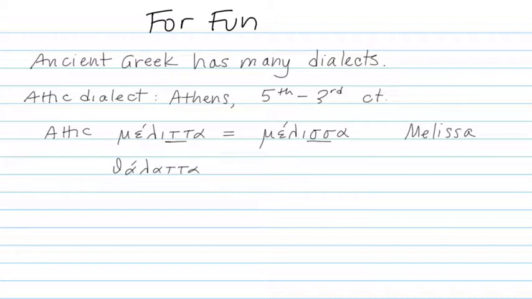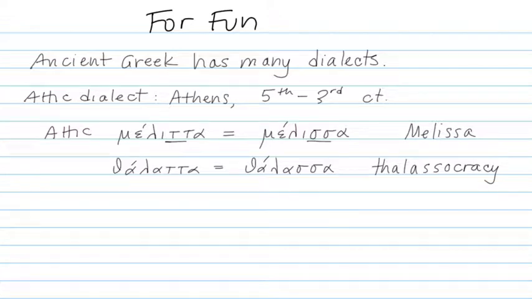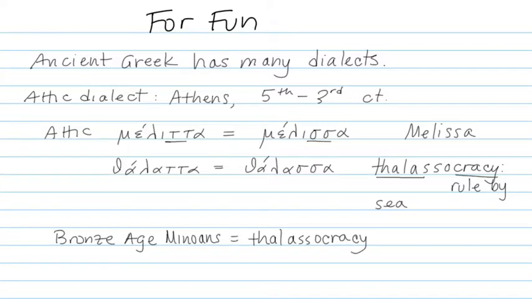Another word that you will learn in later chapters is thalata, which in non-Attic dialects is thalassa, and it means the sea, and it gives us fancy English words, which you might not be familiar with, like thalassocracy. So cracy means rule by, as in words like democracy, and thalasso means sea. So a thalassocracy is what we call any nation or civilization that gains its power by its navy. So the Bronze Age Minoans have a thalassocracy, and also the 5th century Athenians.